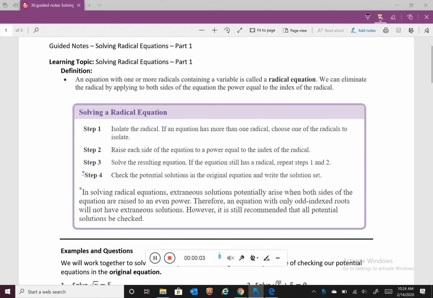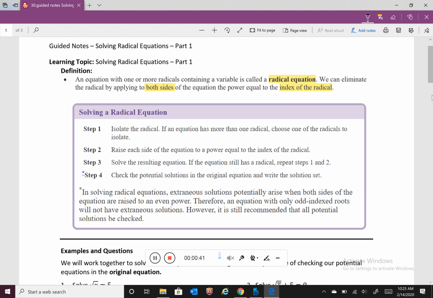With solving radical equations, we're going to split this up into two parts. For the first part, we're going to be looking at equations that are a bit more simple, and then with part two, more complex. An equation with one or more radicals containing a variable is called a radical equation. And we can eliminate or get rid of the radical by applying to both sides of the equation the power equal to the index or root of the radical.